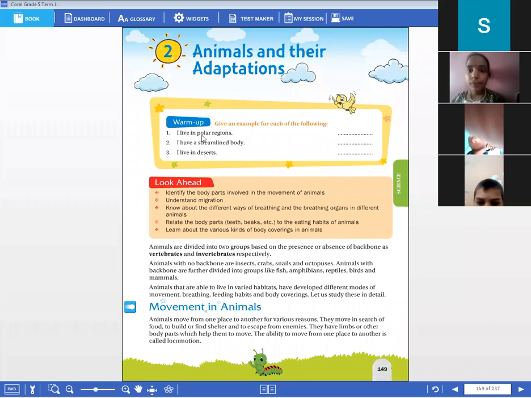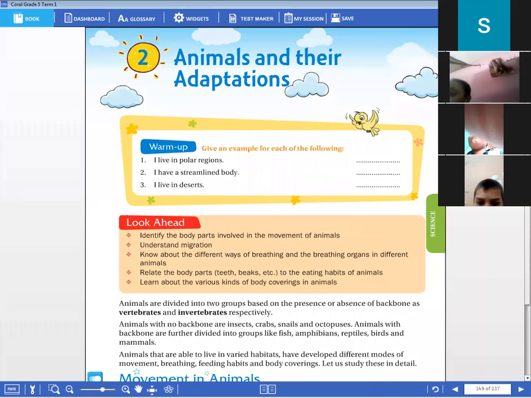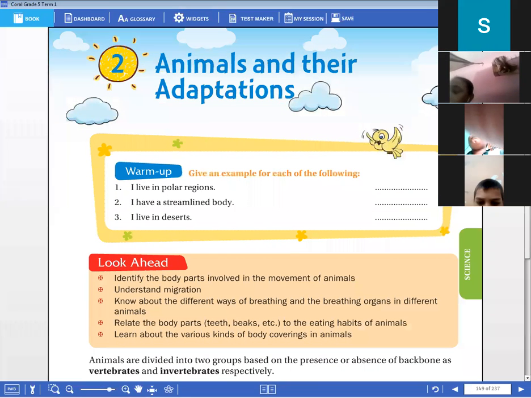Warm-up session. Let's begin the class with a warm-up session, children. Here you can see the warm-up session. What can you see in it? Let's check the warm-up session once with a clear view. I hope you can clearly watch it. Can you clearly watch that, children?